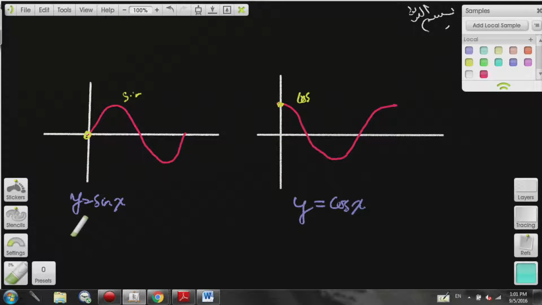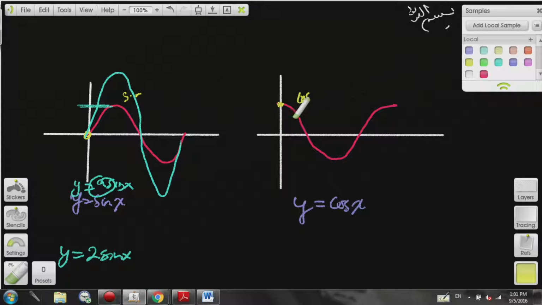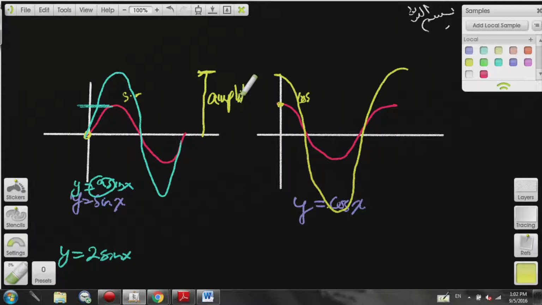Now the a goes in the front, y equals a sine of x. The a is the amplitude, like how high this curve is going to be. So if you do y equals 2 sine of x, it's going to go twice as high up and twice as low down. Same thing with cosine. If you make it 2 times that, it'll go 2 times higher and 2 times lower. That's what a does. So a controls the amplitude, and b controls the width.